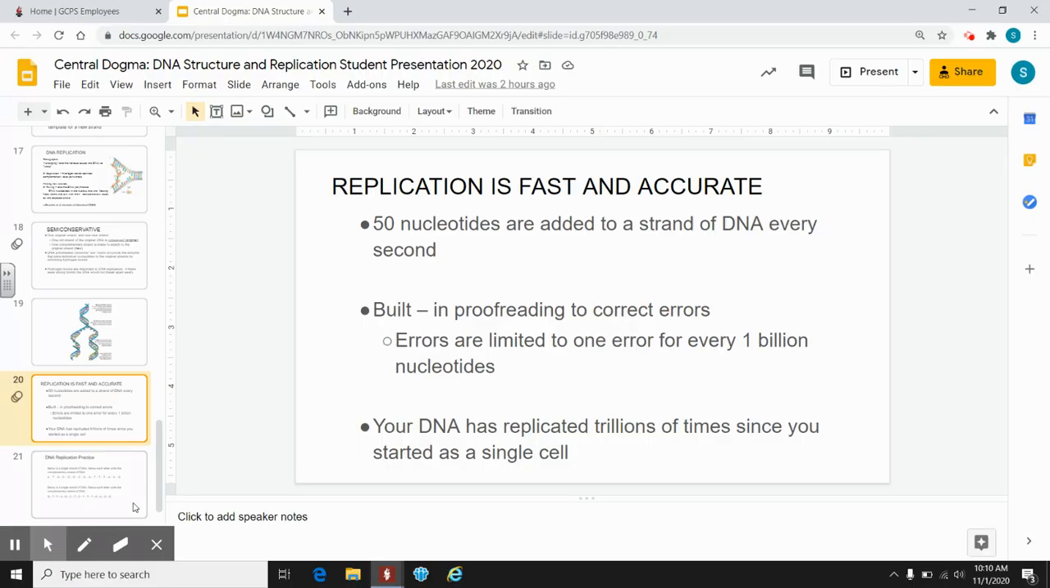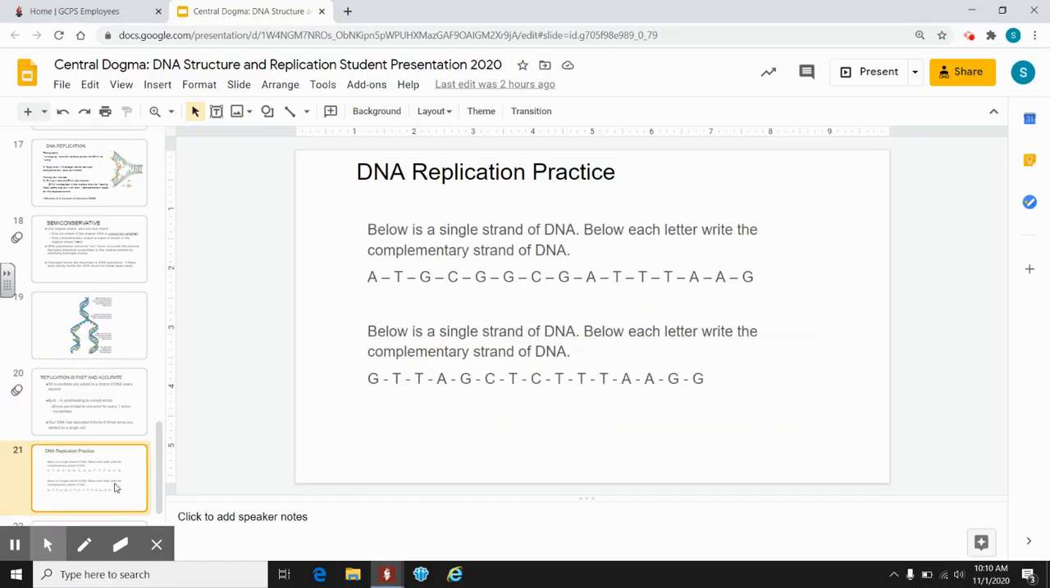So let's do some practice. Okay. So here's a single strand of DNA. You have two different examples. And so what I would like you to do is below, type and use the dashes to keep it straight. You're going to just do the complementary strand of DNA. So remember, A is going to match up with T, and G is going to match up with C.